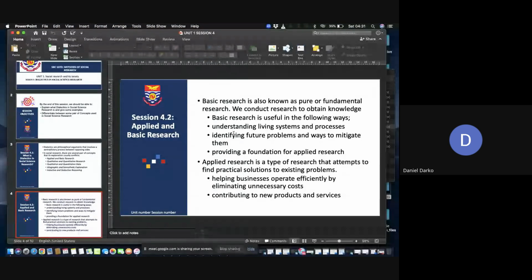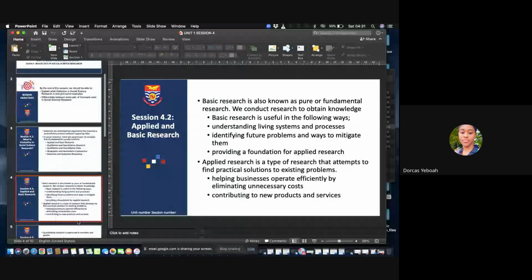The opposing sides come in here. One school of thought believes that research is conducted just to gain knowledge. Another school of thought believes that research is conducted to find solutions to social problems. Is that clear? Yes, sir.